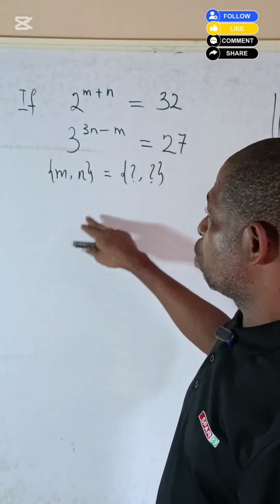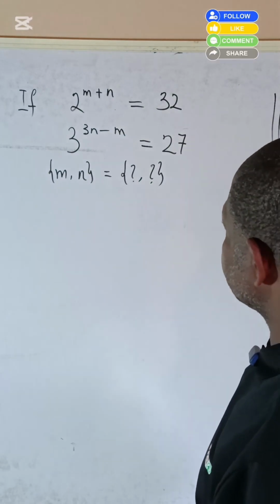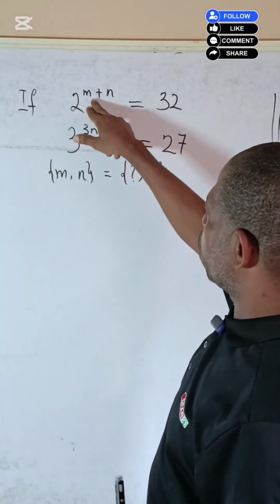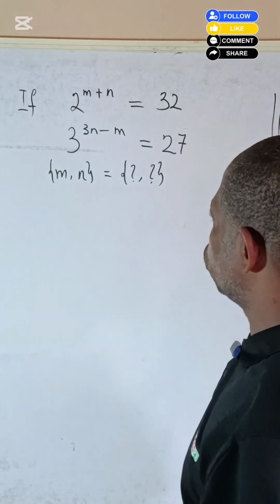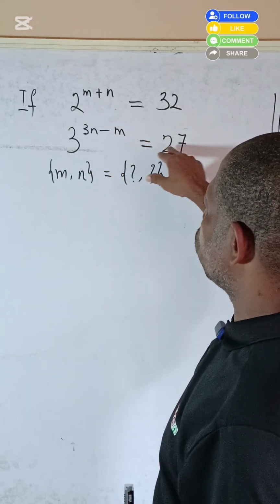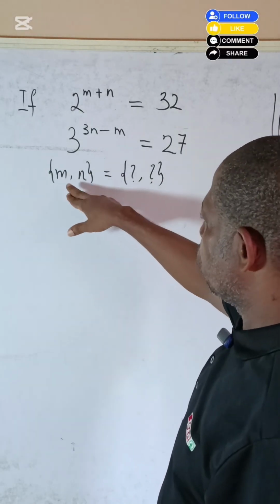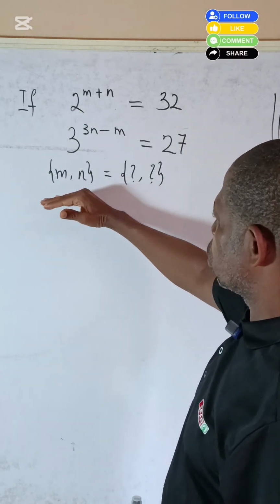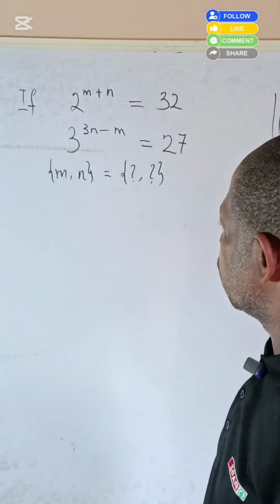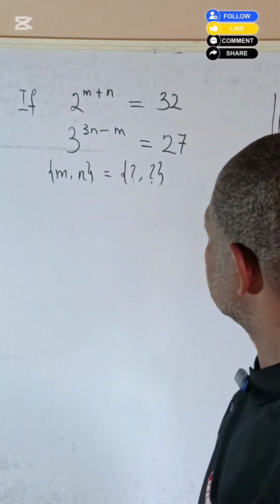Let's make what we have on the board here make sense to you. Now, if 2 to the power m plus n is equal to 32, and 3 to the power 3n minus m is equal to 27, then what are the values of m and n? I just recopied this the way I found it. So now let's get going.